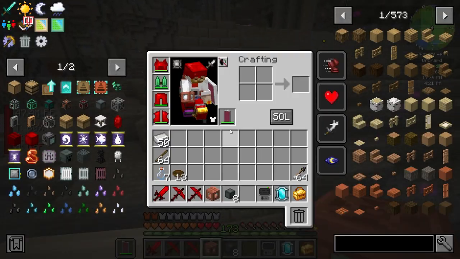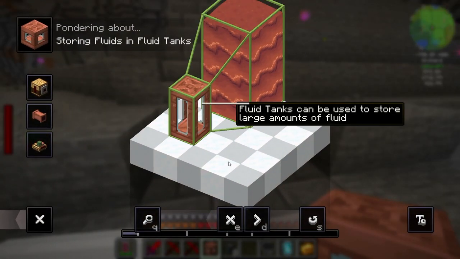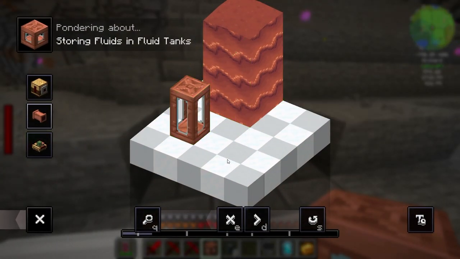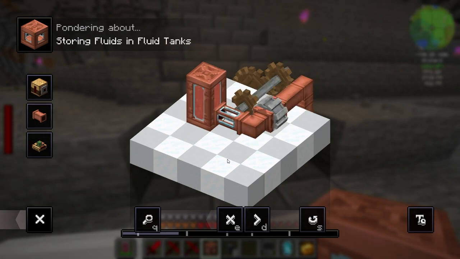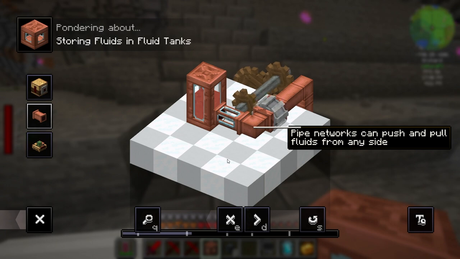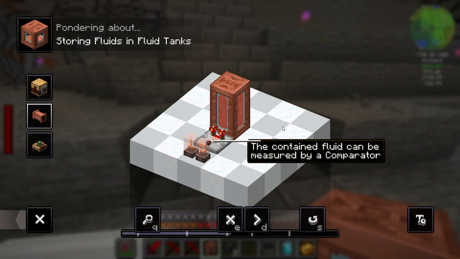So actually, question: how big we can make from this? I think it was like 3 by 3 by something. Or was it 4 by 4? And apparently those pumps looks different these days.